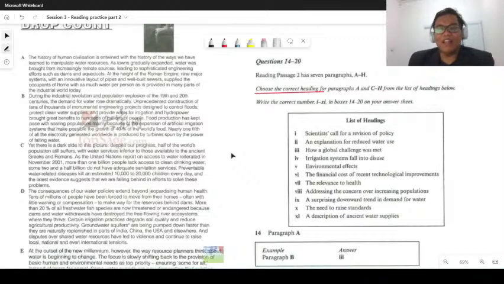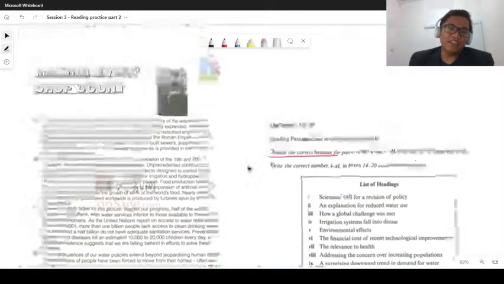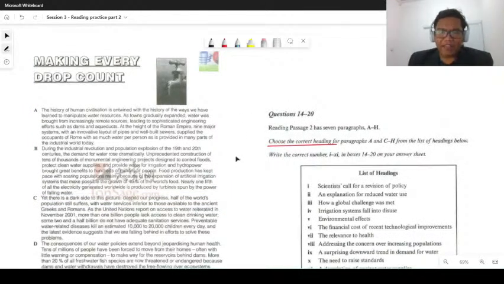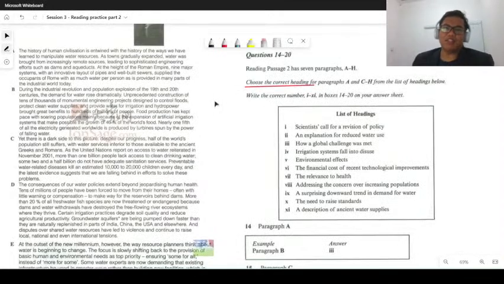Okay, so let's jump into the question specifically. So this reading passage is about making every drop count, so in regards to water. And then we have the first set of questions, which has a list of headings, as you can see here, right? And we need to match basically whatever paragraph is being asked and give the correct heading. All right, so here's an example for paragraph B. The correct heading is the third one. So, how a global challenge was met.